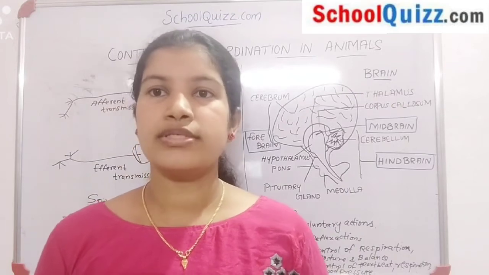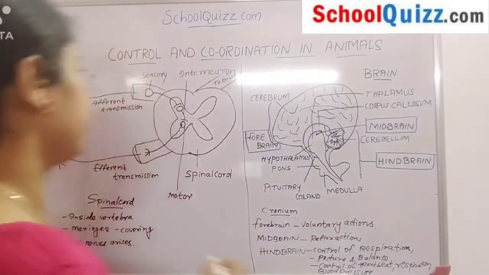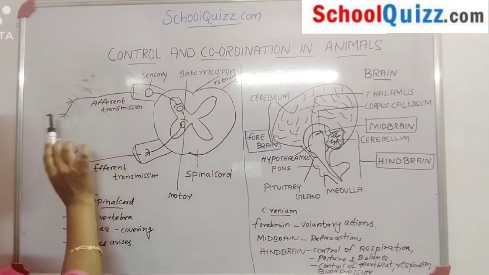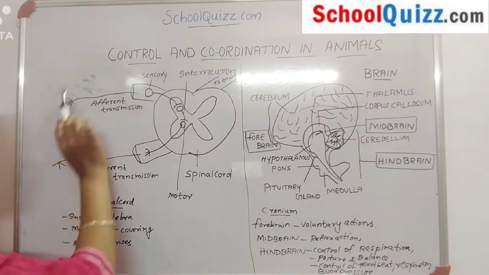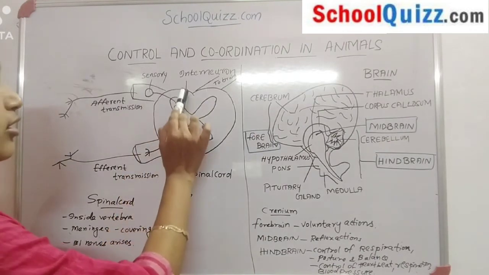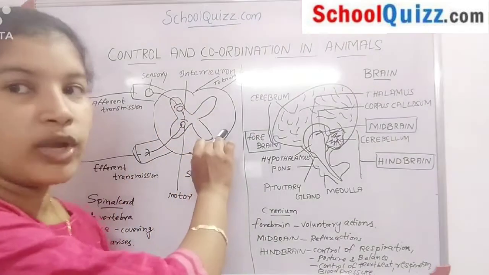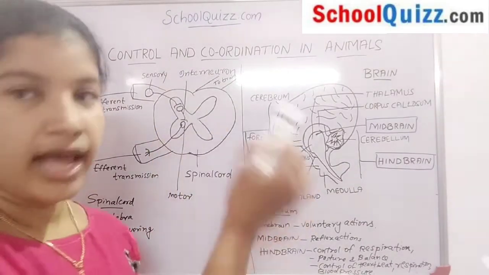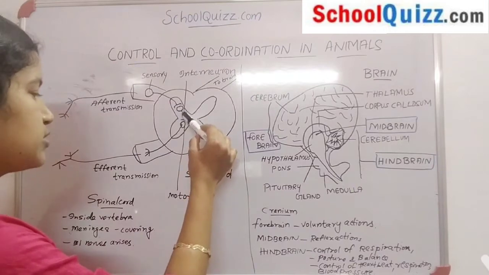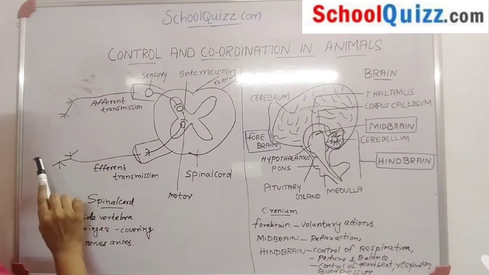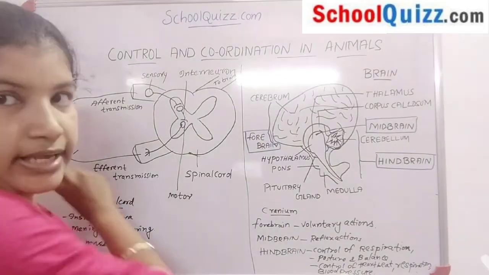So let's see how this reflex action takes place. Let's take this portion. A message arises at the receptor and reaches the sensory neuron, and inside the spinal cord we have an interneuron. This interneuron takes the decision and the message is transmitted suddenly to the motor neuron, and through the efferent transmission it reaches an effector cell.